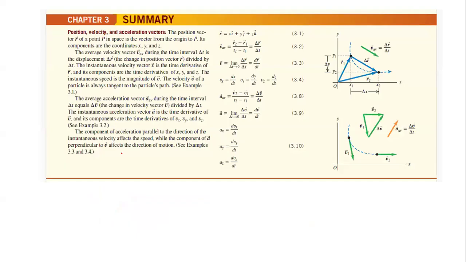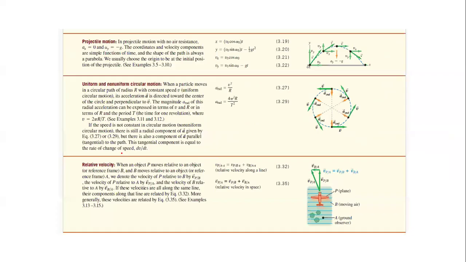So we are done with chapter 3. This is the summary. We discussed the position, velocity, and acceleration. We discussed the projectile motion, the uniform and non-uniform circular motion, and the relative velocity.